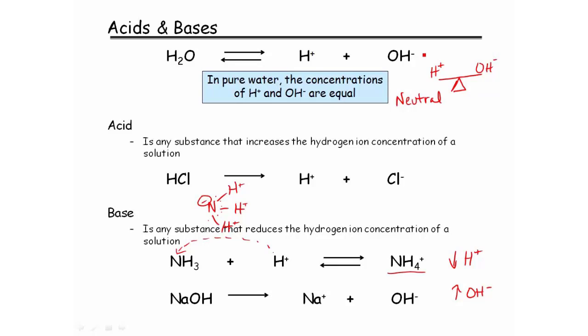So what we want to keep in mind is that neutral solutions or pure water have equal concentrations of both the hydrogens and the hydroxides. If we add an acid, it is going to make us have extra hydrogens compared to the hydroxides. And if we're talking about a base, it is going to tip it in the other direction so that we've got extra of the hydroxides.